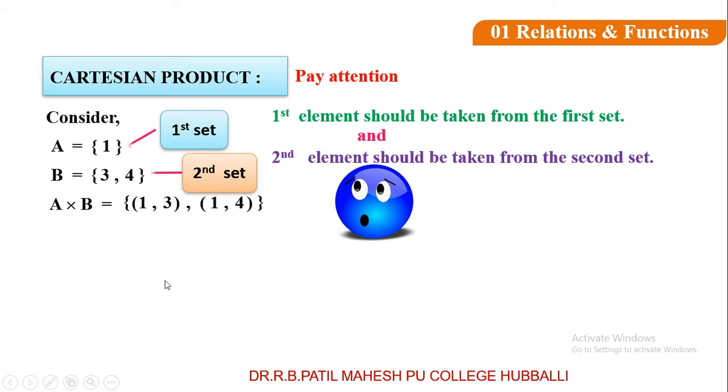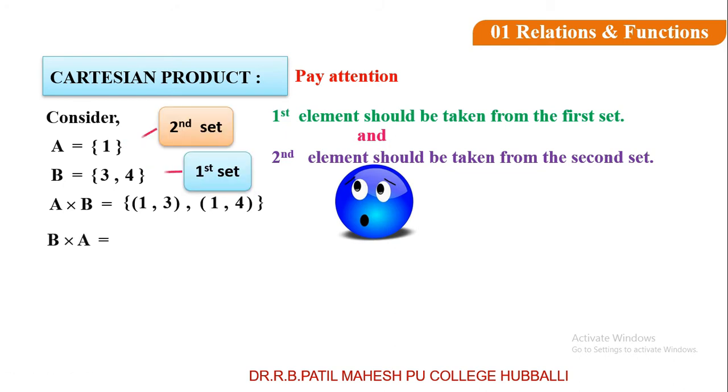Like this, we can form B cross A. This is also the Cartesian product of B and A. Here the first set is set B, second set is set A. So now you have to link from the set B to the set A. Then the ordered pairs will be (3, 1) and (4, 1), that you can see here. (3, 1) and (4, 1), students. So this is how we write the Cartesian product of A and B. One is A cross B and another one is B cross A.